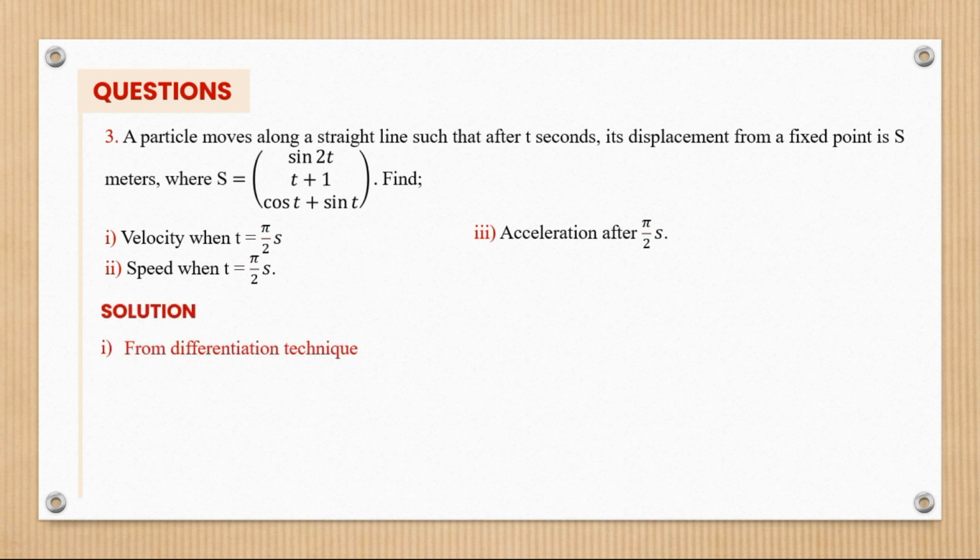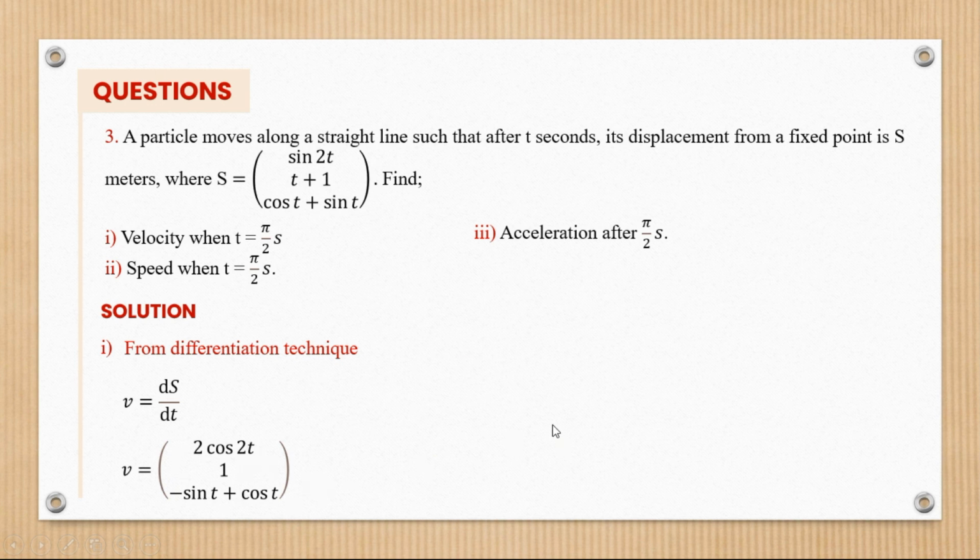Alright, so in part 1, we know that from differentiation technique, we can find velocity from ds/dt. So we're just going to differentiate the vector that we get for displacement. So ds/dt, and we'll have it this way. When you differentiate sin 2t, we'll get 2 cos 2t. Differentiate this, we have 1, and then differentiate this, and we'll have negative sin t plus cos t. So now we have v in vector form.